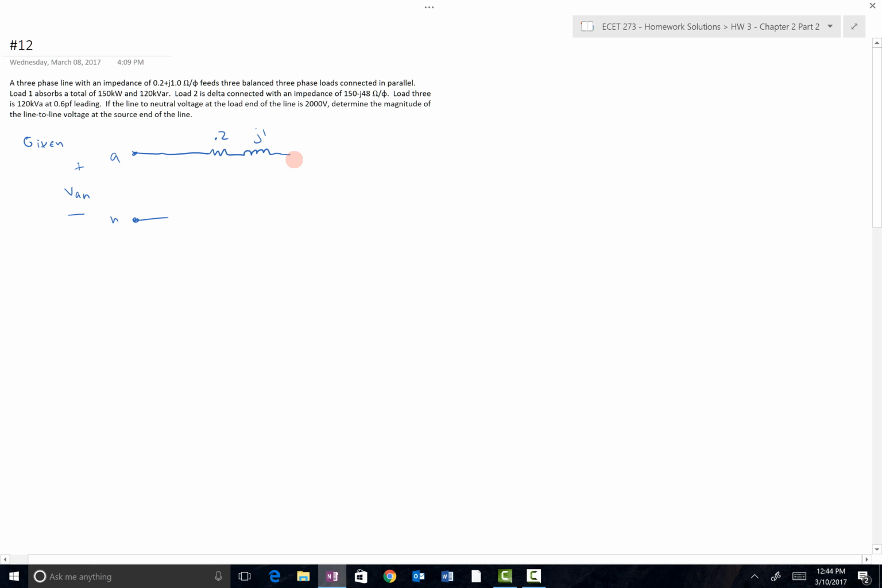And then what we've got is three parallel loads, Z1, Z2, and Z3. And we know that the load voltage was specified to be 2000 volts. By convention, that's capital A, and that's capital N right there. So we were given that information.